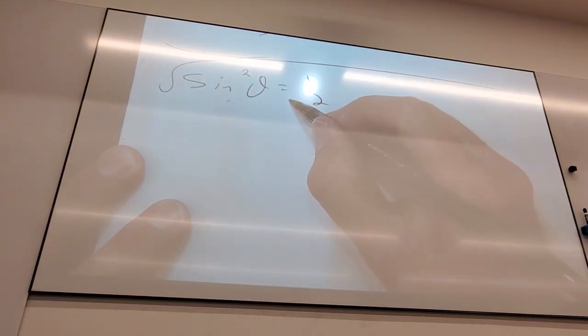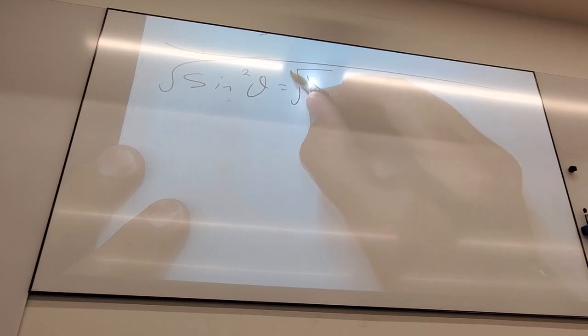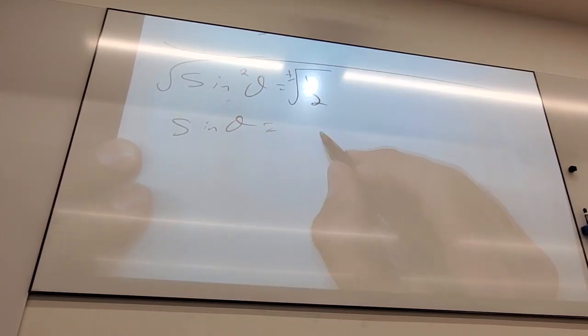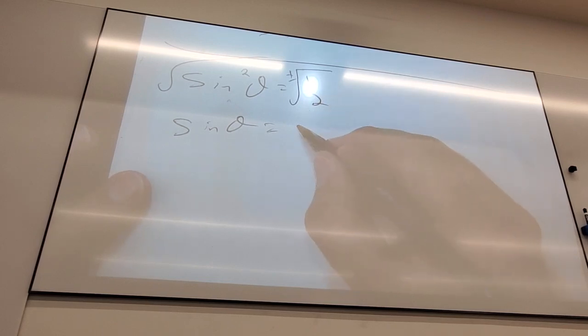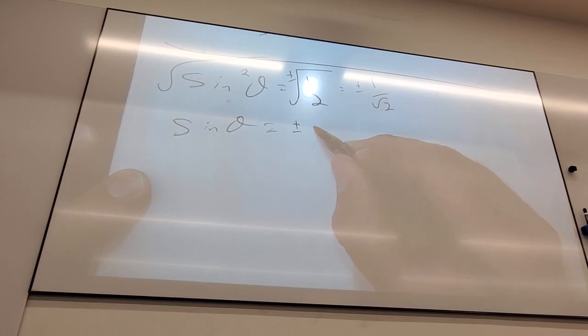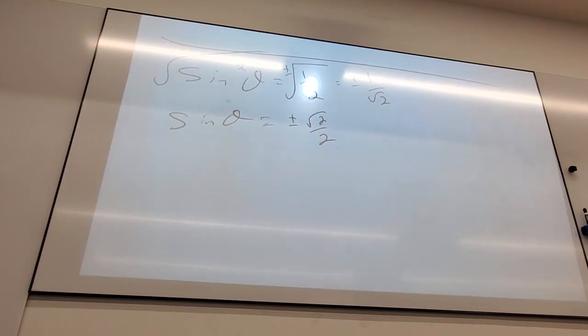So don't bring identities in unless you really have to. This is just straight up take a square root. Now when I take a square root, what do I have to put? Plus or minus. So I'll do this side. What do you get on this side? What's the square root of 1? 1. Square root of 2. And then what do I do with that? Plus. So what angles? Is everybody with me on that part?